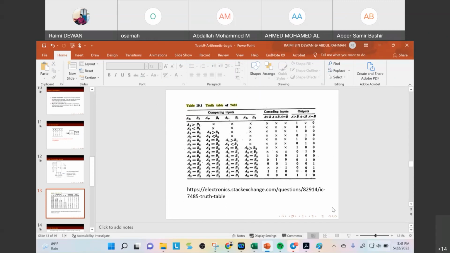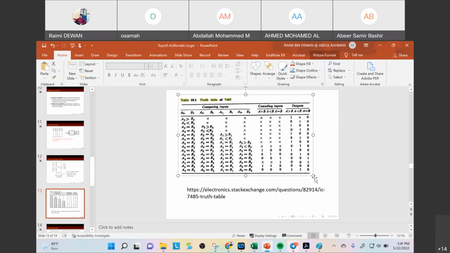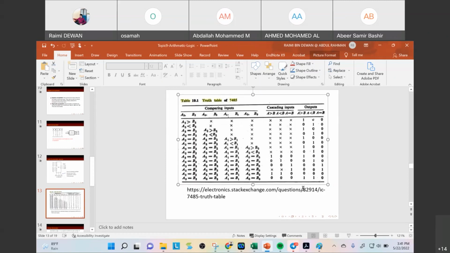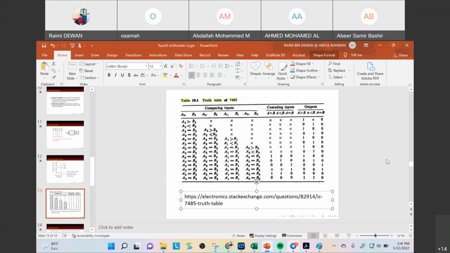Now I told you how to understand one row. I don't know why the module doesn't have it, but I worry it will be asked in a question, and then you'll be in trouble if you don't understand. So A greater than B means if here A is greater than B, then this one is don't care.